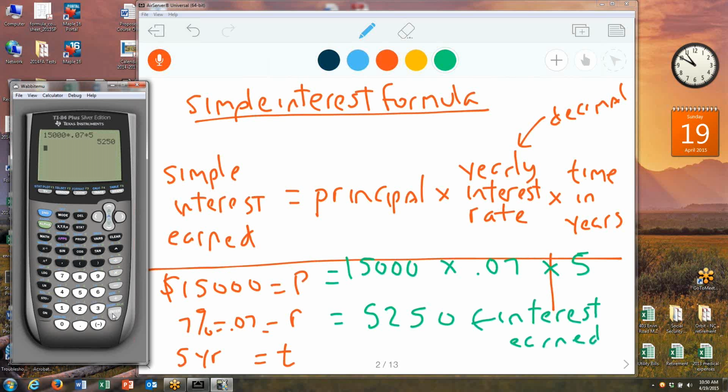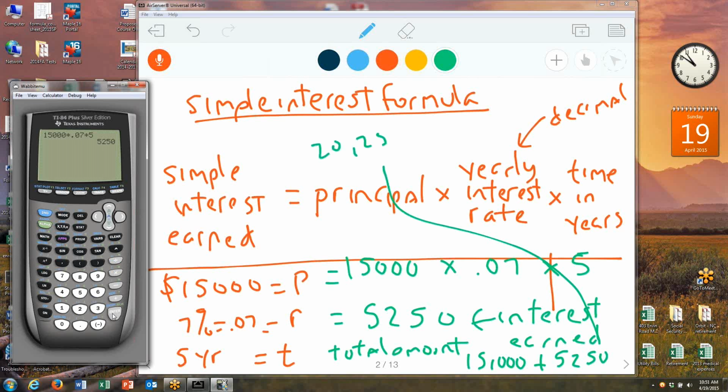So if I ask you what's the total amount, and I'm at the bottom of the page here, but I'm going to squeeze it in here. Total amount is going to be what you started with, the 15,000, plus the 5,250 in interest earned, which gives you a total of, let me just put it up here, 20,250. Okay, I apologize for that. I was running at the bottom of the screen there. On my whiteboard, it moves up and down, but only moves down so far.